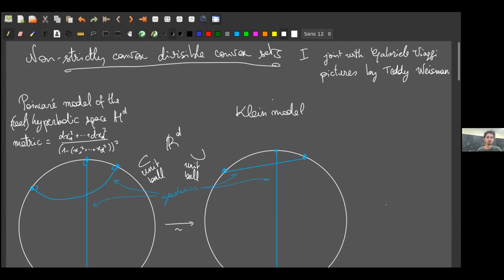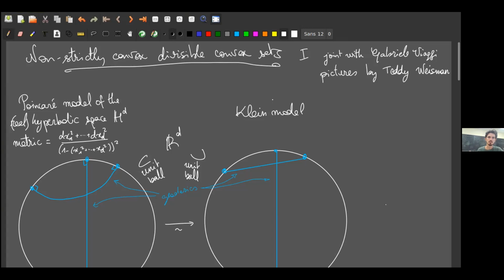Today I'm going to talk about non-strictly convex divisible convex sets. There will be two talks. This is joint work with Gabriele Viaggi, who, by the way, is one of the organizers of this topic on Anosov groups. Actually, this talk won't be so much about Anosov groups. Also, I would like to thank Theodore Weissman for the pictures and videos I'm going to show in this talk.